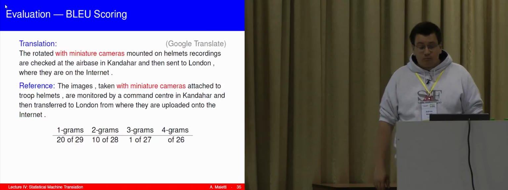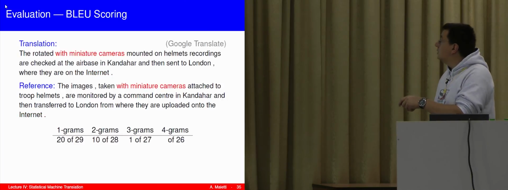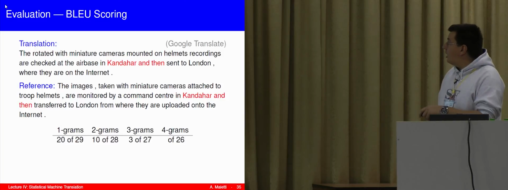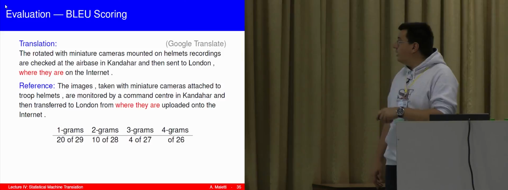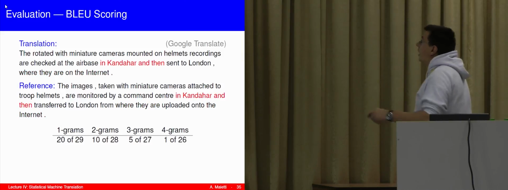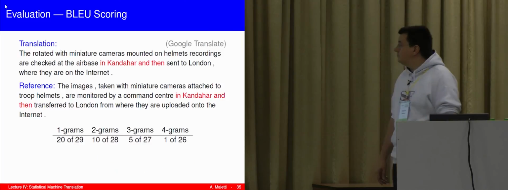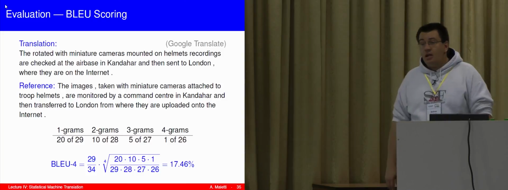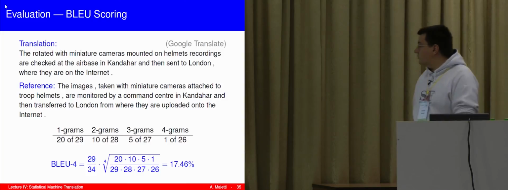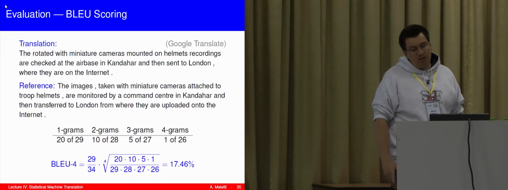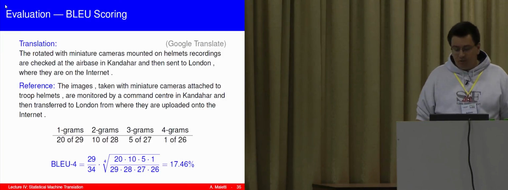3 grams: miniature cameras, in Kandahar end. And Kandahar and then the where they are and internet dot. So you get 5, and this is the only 4-gram, I believe. Yeah. So then you can use the formula, and you get a score. In this case, the score is 17.46%. Sounds bad. The translation is not so bad, but you still only score 17.